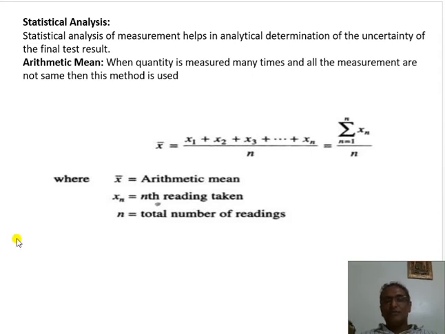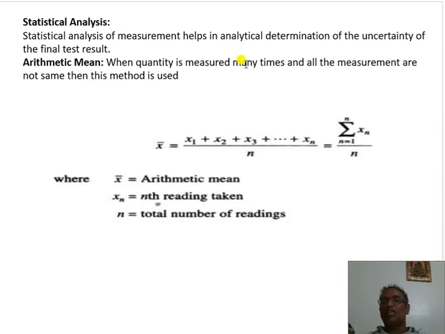Next, in measurement analysis, we are going to study statistical analysis. Statistical analysis helps in the analytical derivation of the uncertainty of the final test. When we have uncertainty, we take n number of readings, add those, take the average, and divide by n. This is called statistical analysis. In statistical analysis, we are going to study arithmetic mean.